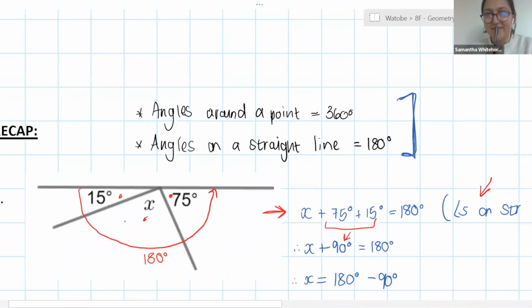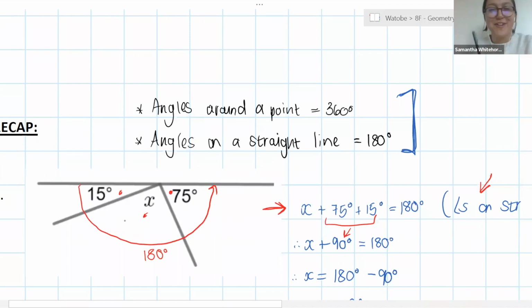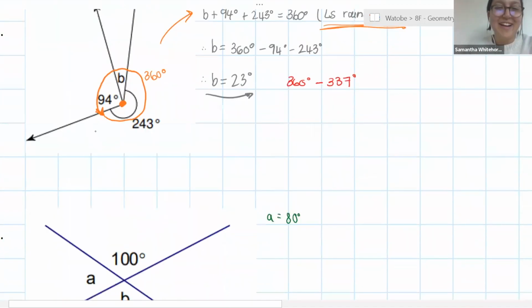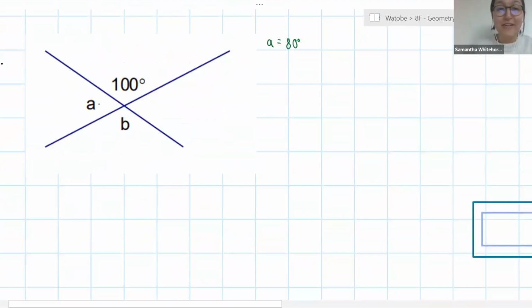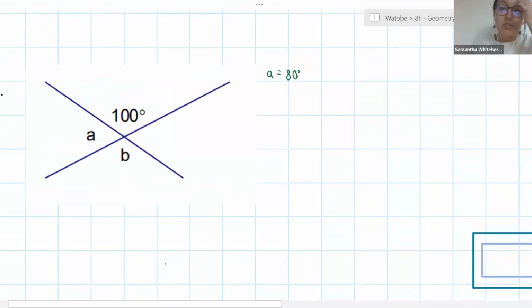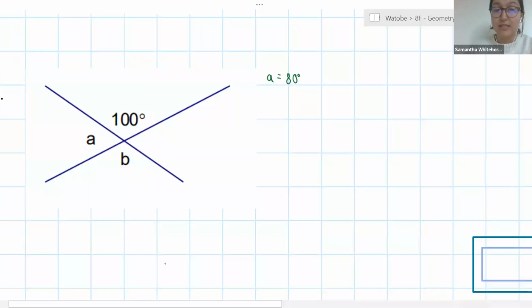You can do this. Point. Angles round a point. Awesome. Okay, so that is also a perfectly valid way to get to this answer. So A is equal to 180. You can also use A is equal to 180 because of angles on a straight line.